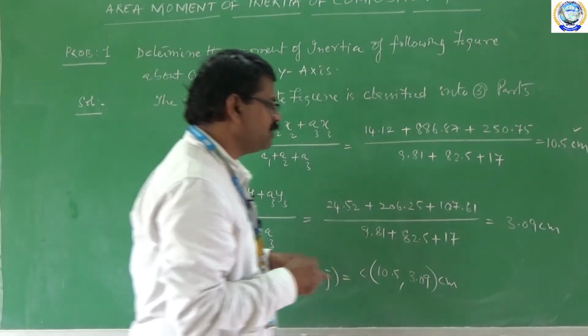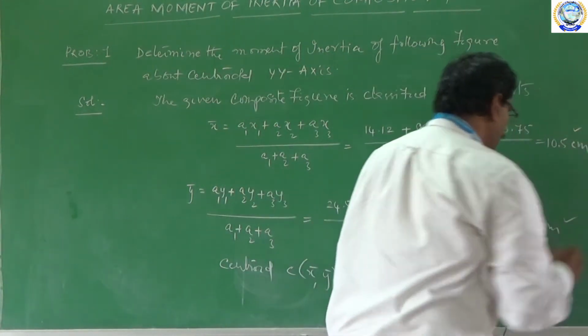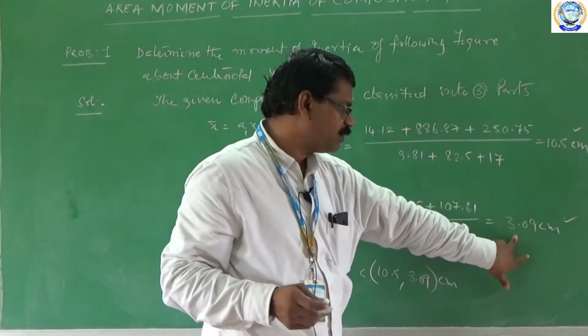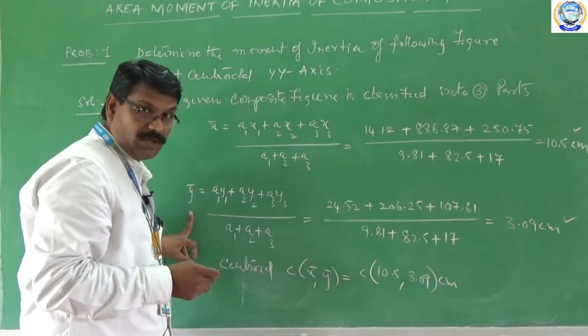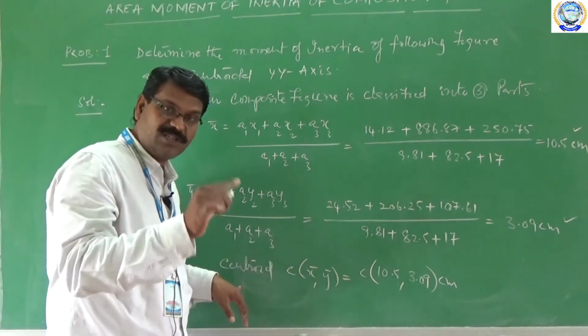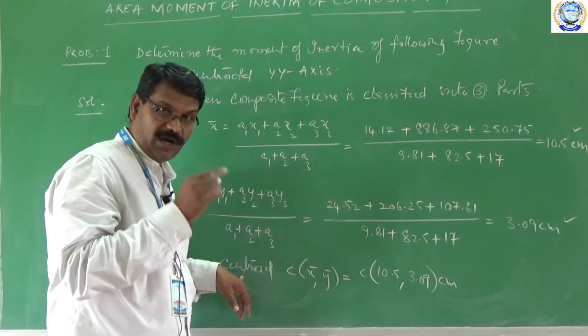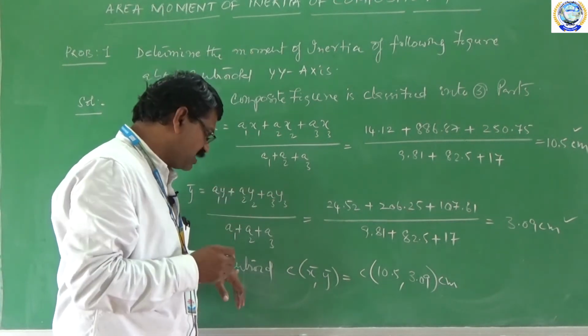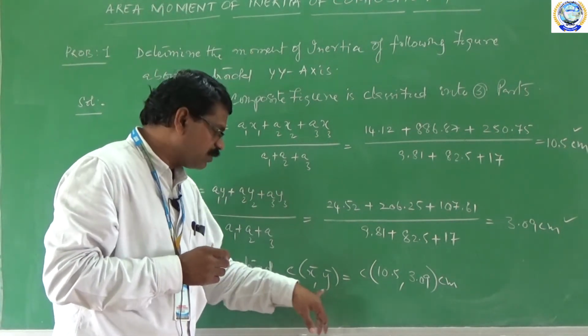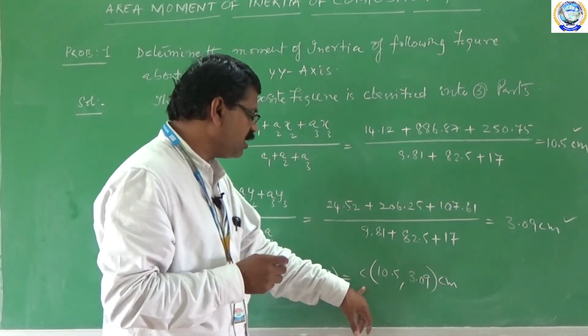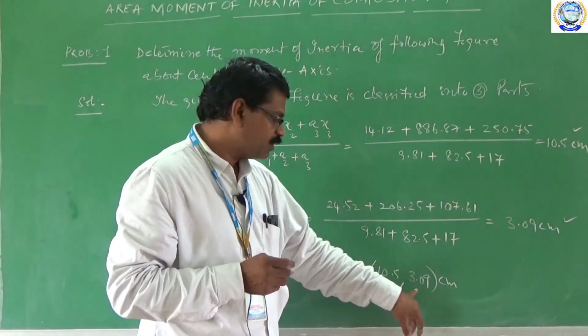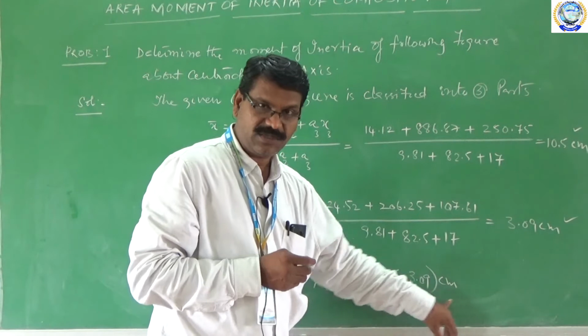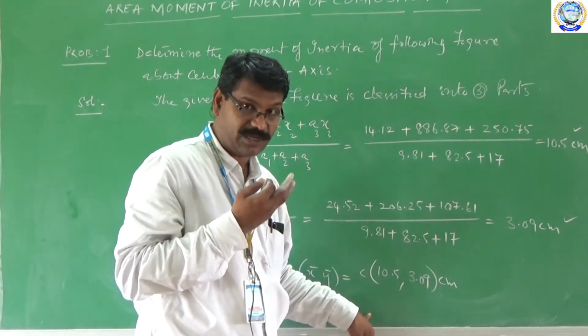Now, after getting this, 10.5 centimeters is considered as x bar and 3.09 centimeters is considered as y bar. Now, the centroid of the given composite figure is given by centroid C of x bar comma y bar is equal to C of 10.5 comma 3.09 centimeters. This is the first portion of determination of centroid.